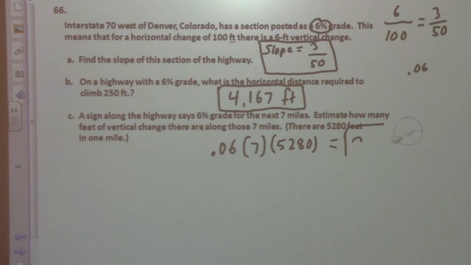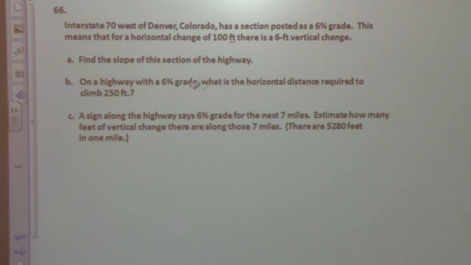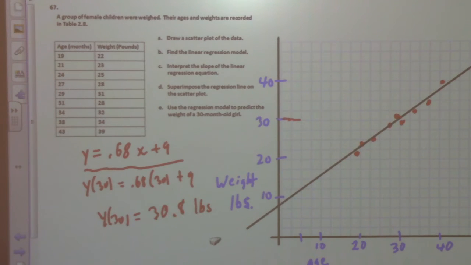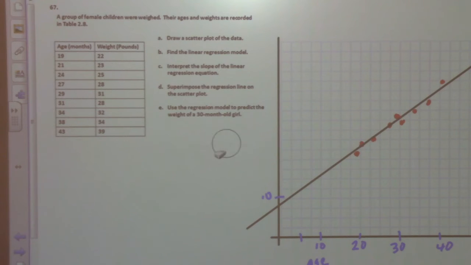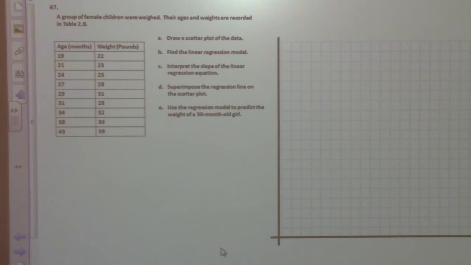The last one we'll look at is problem 67. And what I did for 67 is, so we have this right here. The ages and weights are recorded. Draw a scatter plot of the data. Find the linear regression model. Interpret the slope of the linear regression equation, and superimpose the regression line on the scatter plot.